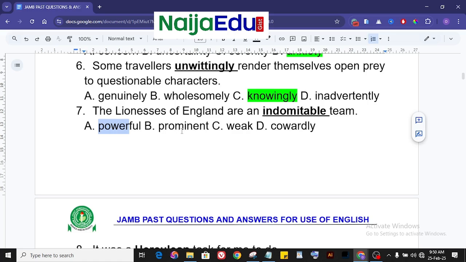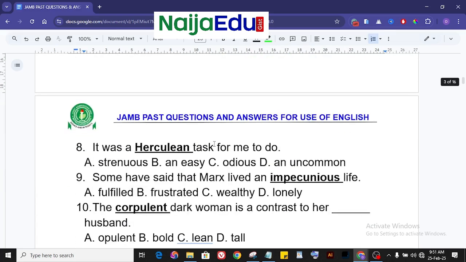Prominent means when something is well known. That is not opposite in meaning. Then C, weak. We said indomitable is when something is strong. So weak is of course opposite in meaning to being strong. So the correct answer for this is weak. Of course, cowardly is quite different from the word that we are looking for, the opposite in meaning.